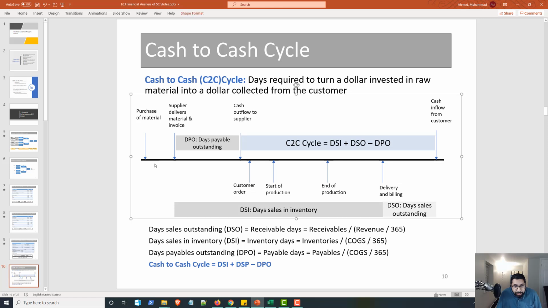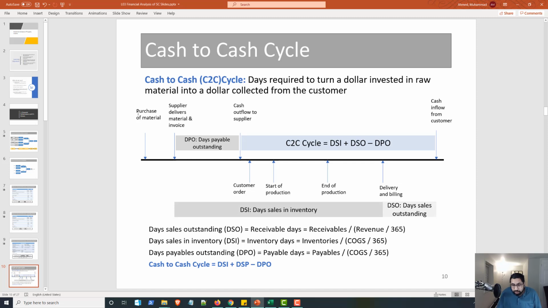This thick black line running horizontally on the slide is representing the passage of time. So as you move from left to right across the screen, time is moving forward. The vertical arrows in blue show different events. So let's say we start on January 1st of the year, and on January 1st we purchase raw materials. Purchasing raw materials means we send the supplier a purchase order, we say, okay, give us this many raw materials or components.